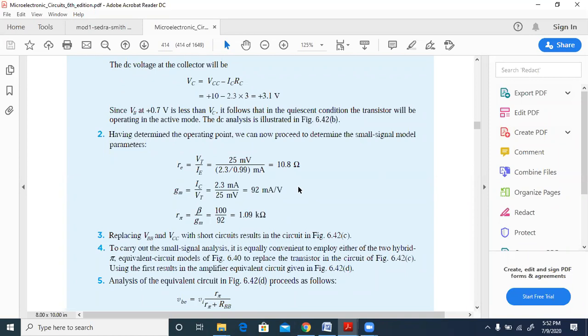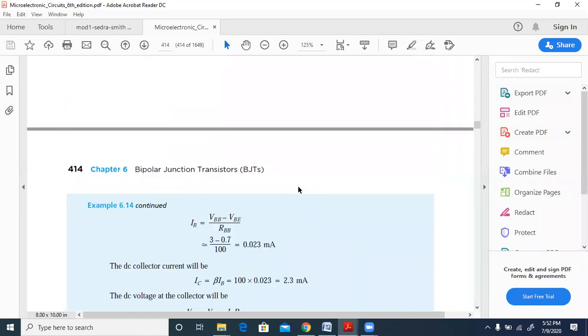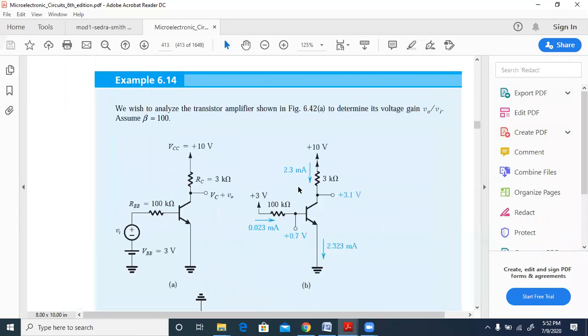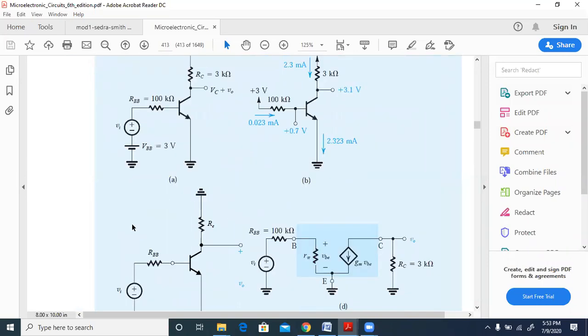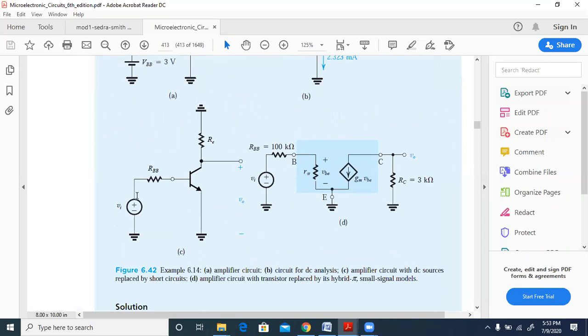So now, having found this in the second step, what we do is we just short the DC voltage sources. DC voltage sources are what we have here: VBB and the VCC. So short this to ground. Then we are left with only VI, and this is connected to ground. When we short VCC, it means it's connected to ground. So thus we get the circuit which is something like this.